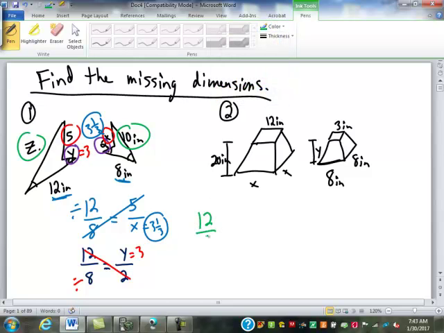If we keep going, 12 over 8. How about with the z? Where's the z go? Top. What goes below it? The 10. And we cross multiply and divide, and z equals 15.